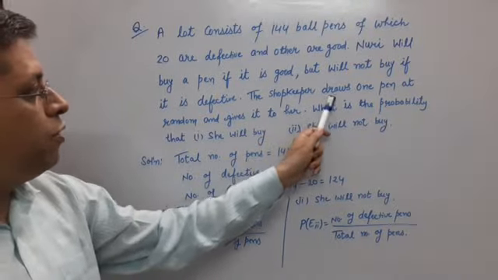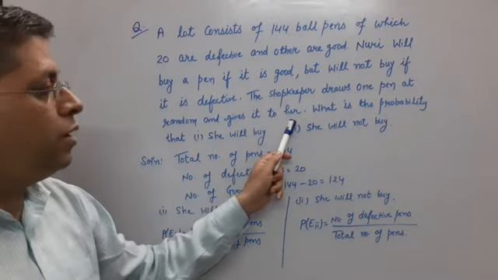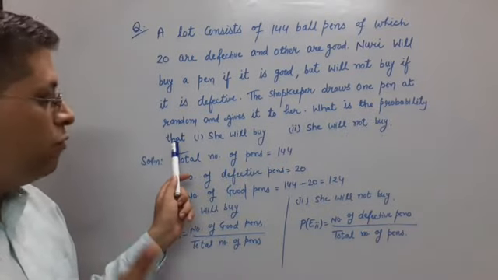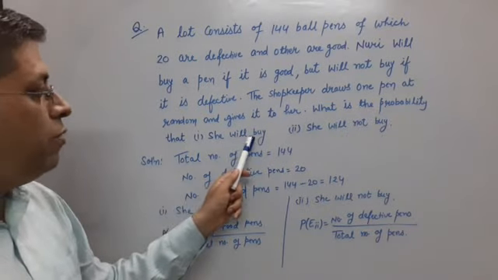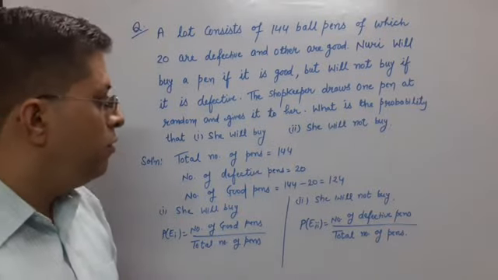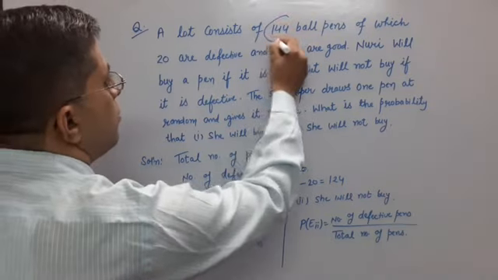So whenever the pen is defective, Noori will not buy that pen. The shopkeeper draws one pen at random and gives it to her. What is the probability that, first, she will buy, and second, she will not buy?